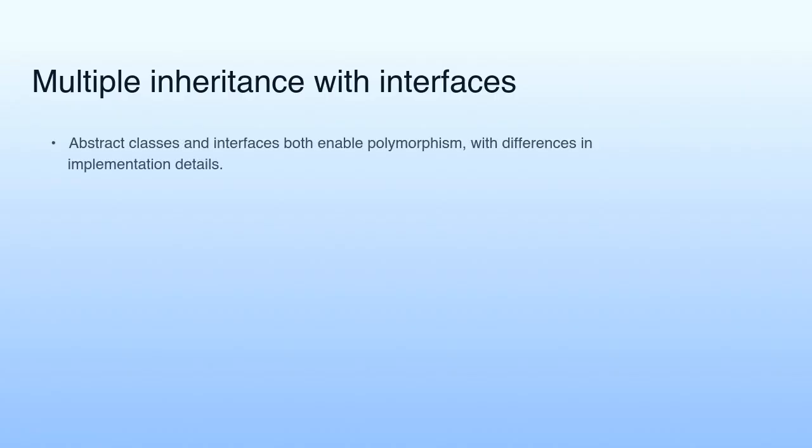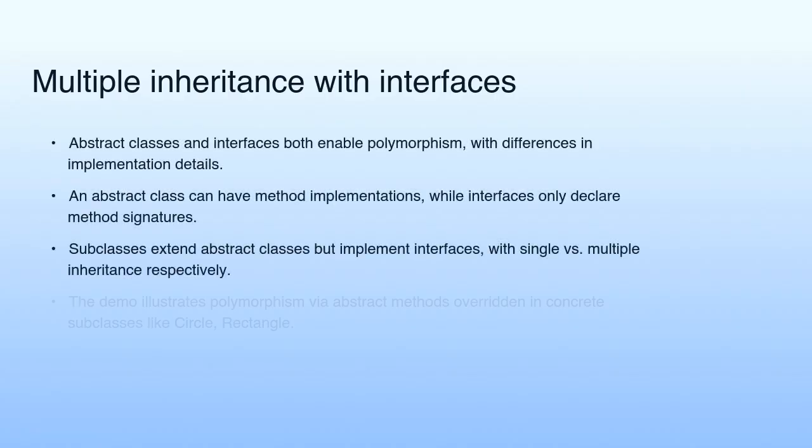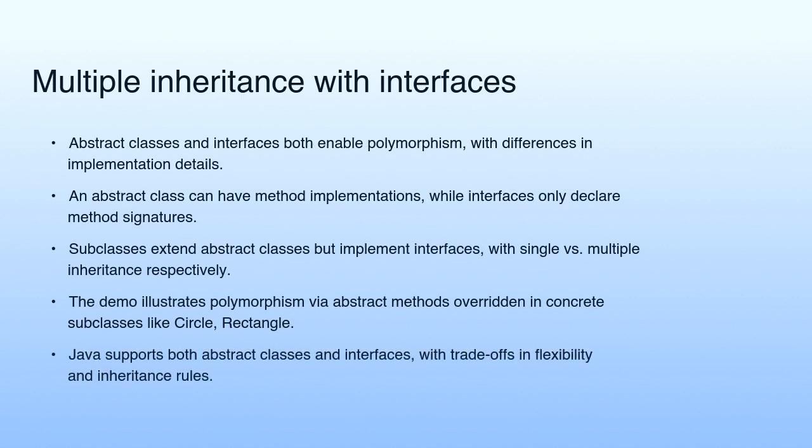Abstract classes and interfaces both enable polymorphism, but with differences in implementation details. An abstract class can have method implementations, while interfaces only declare method signatures. Subclasses extend abstract classes, but implement interfaces, with single and multiple inheritance respectively. The demo illustrates polymorphism via abstract methods, overridden in concrete subclasses like Circle and Rectangle. Java supports both abstract classes and interfaces, offering trade-offs in flexibility and inheritance rules.